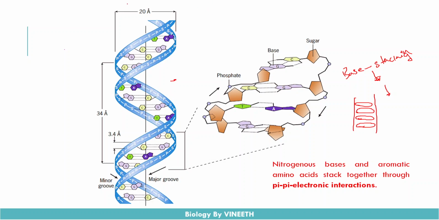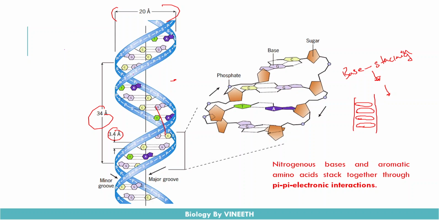And as I said, we have a 2 nanometer, or 20 angstrom, diameter. The double helical DNA has a 20 angstrom diameter, the rise per helix is 34 angstroms, and the rise per base pair is 3.4 angstroms. Approximately 10 to 11 base pairs are present in one helical turn.